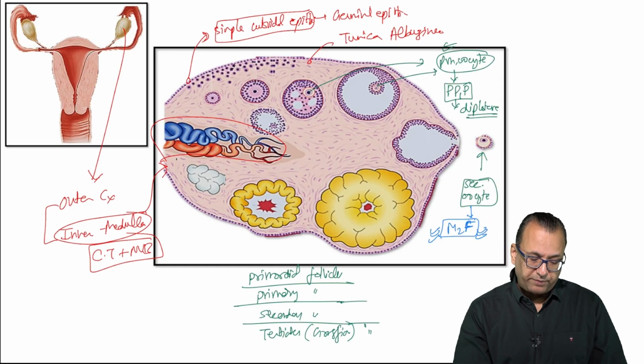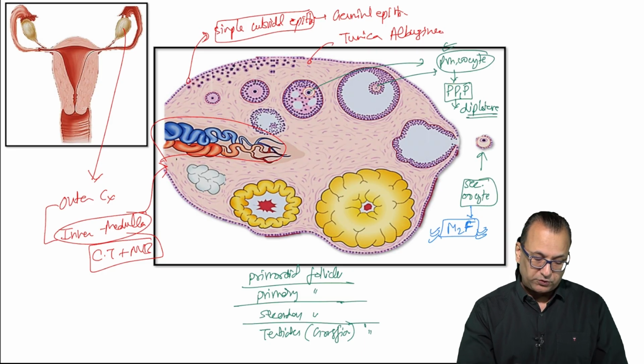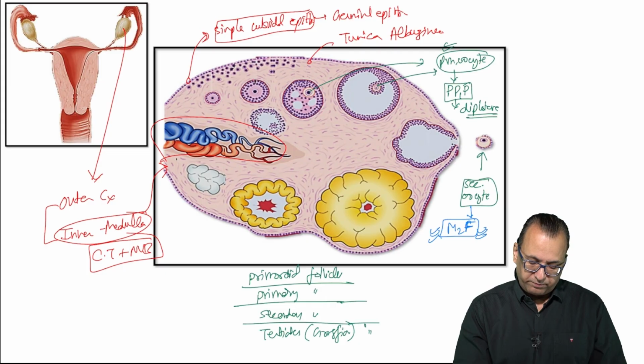Now here you see primordial follicles, they will be covered by simple squamous epithelium. So when we are looking at the primordial follicle, this is the primary oocyte, they will be covered by what is called the simple squamous epithelium, simple squamous.